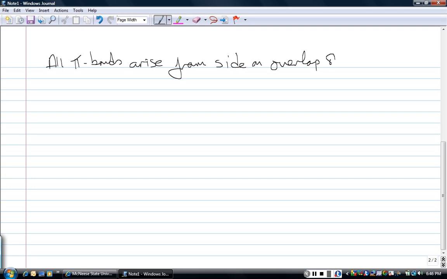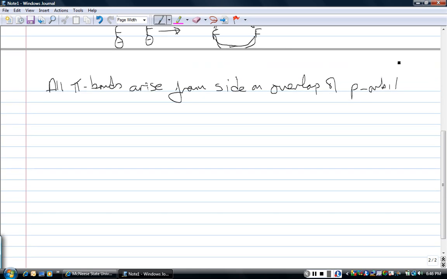The other rule is that all pi bonds arise from side-on, or collateral, overlap of p orbitals. Okay, and this becomes very important in our discussion of hybridization state. So all pi bonds are formed from the side-on overlap of p-p orbitals.